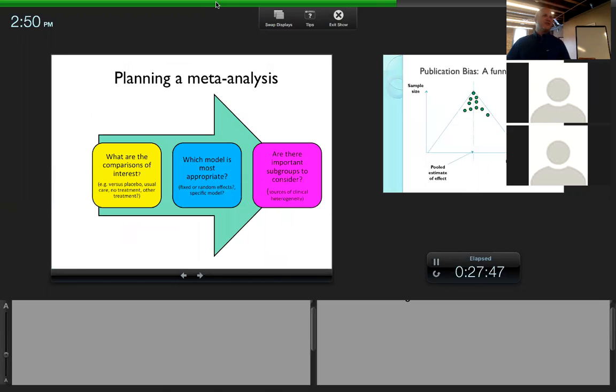So when we're planning a meta-analysis, we need to ask ourselves, and again, it's really important that most of these questions have nothing to do with statistics. We ask ourselves, what is the comparison of interest first? Which model is most appropriate? But importantly, what are the important effect modifiers? Are there important subgroups to explore and consider? Is it reasonable for us to put all these together, or is it just making such wild assumptions that we're going to get an effect estimate? It won't mean anything. It won't be meaningful.